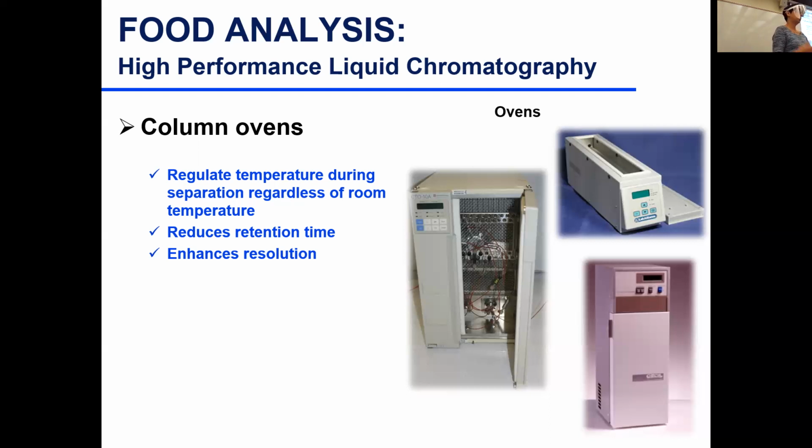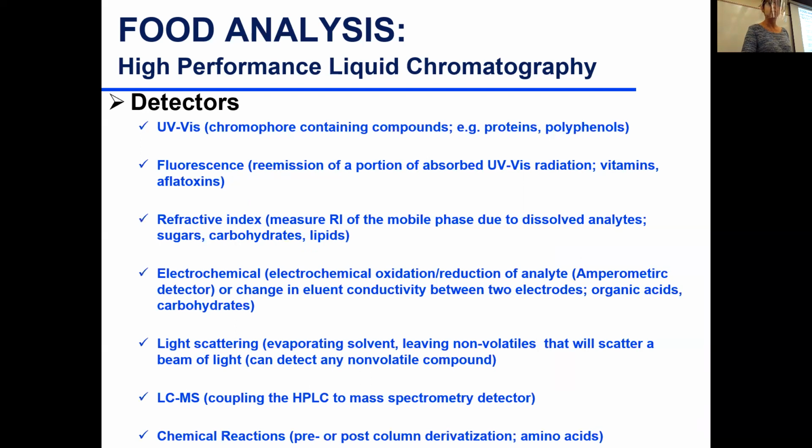it's room temperature, but the room temperature is not always stable at 23. So putting it in the column oven and stabilizing that temperature is always a positive thing. But not every HPLC unit has a column oven. So you can function without it, but then you're at the mercy of the temperature in the room. And we talked about reducing retention time, enhancing resolution.